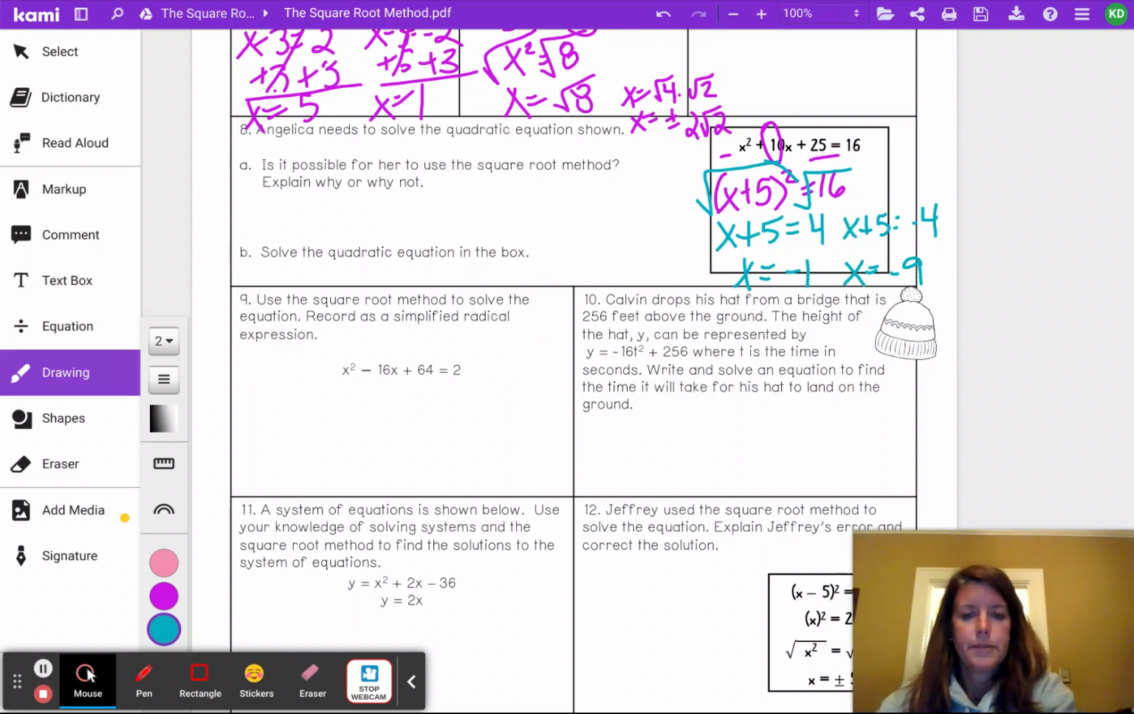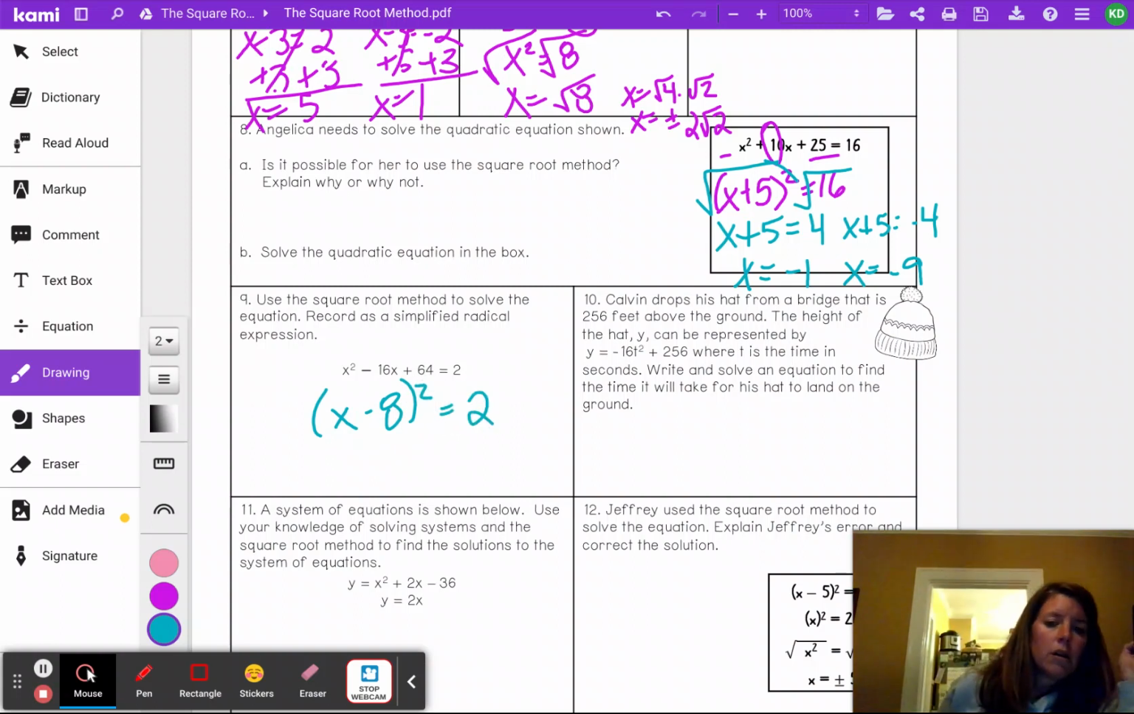This would be x minus 8 squared and then equals 2. Because 64 is a perfect square, the coefficient in front of, or your a, is a perfect square, which is 1. If we do square root of 64, which is 8, times 1, we get 8. 8 times 2 is 16, which is our middle term. The reason why I use negative 8 is because negative 8 times negative 8 is positive 64. Negative 8 plus negative 8 is negative 16. All right, I'm going to leave you to that to solve.